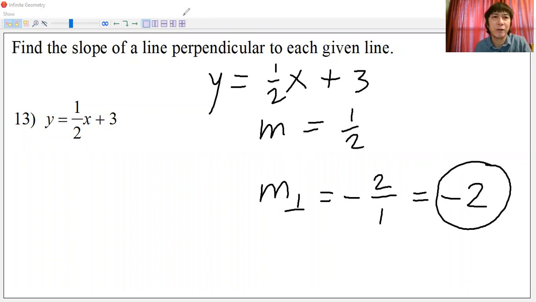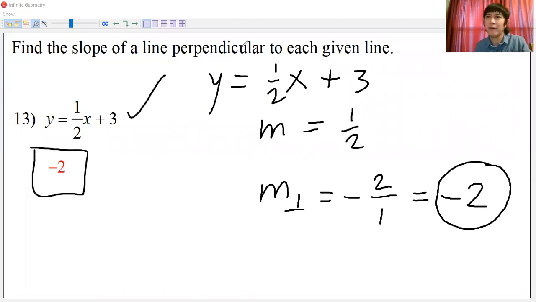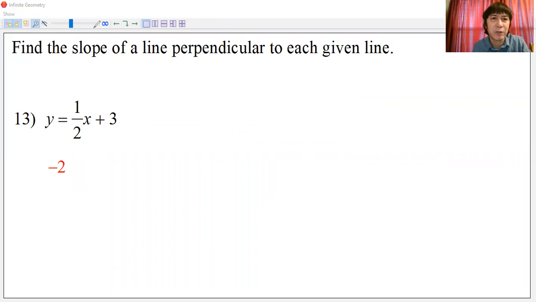And we will find that over here. So the answer is negative 2. That is the slope of the line perpendicular to this line. All right, I hope you were able to observe that part, and we shall try to have 3 more numbers with this type of questions. Let's continue with the next.